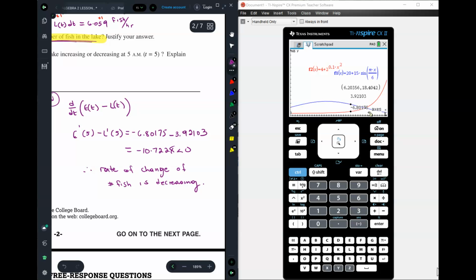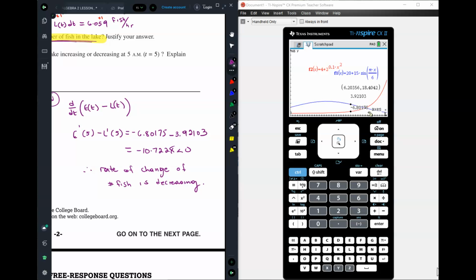This doesn't mean that the amount of fish is decreasing. It means the rate of change is decreasing. That means the number of fish was increasing, but it's increasing slower. Do you see what I mean? The rate of change is decreasing, not the number of fish. The number of fish is still increasing.